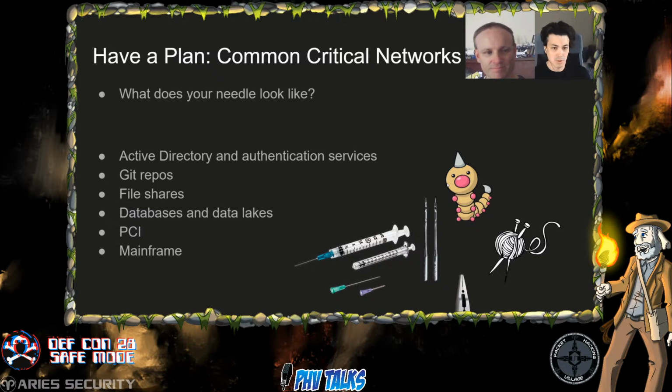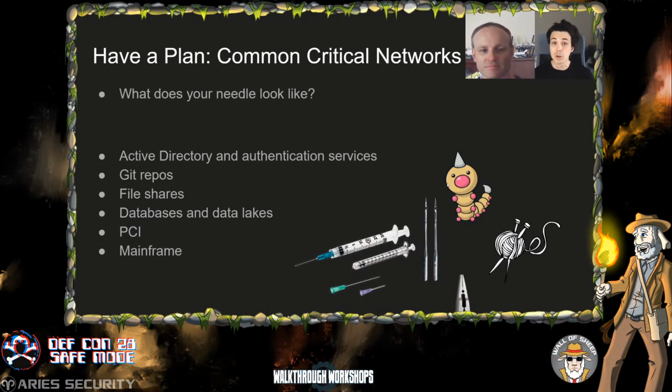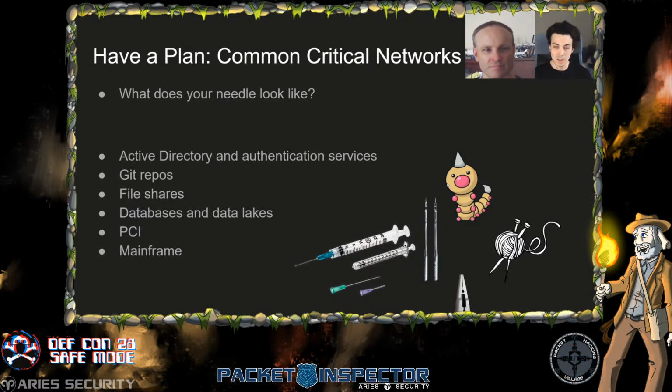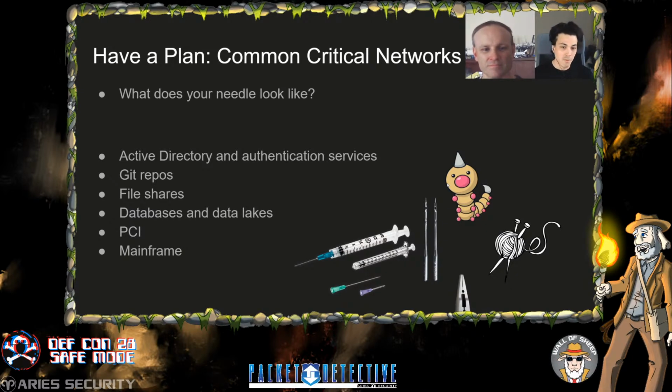Some common examples of those critical assets, in our experience: Active Directory or any authentication service, both internal within your network for your users, as well as for your customers. So if you run a website, make sure that you are actually monitoring the authentication services for that website. Git repos, and tied to Git repos, anything tied to the CI/CD pipeline. There were some exploits around publicly exposed Jenkins endpoints, as an example. File shares, databases and data lakes, any sort of PCI network, and even mainframes.